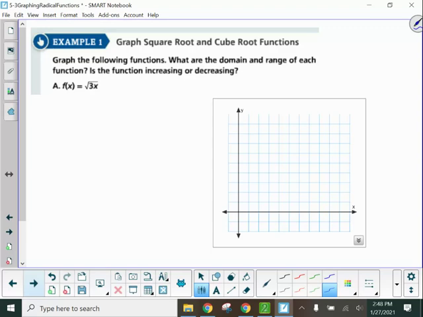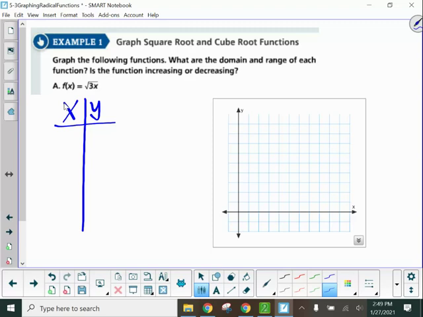So example 1 says graph the following functions, because there is a part B that goes along with this. What are the domain and range of each, and is it increasing or decreasing? So I'm going to make a table of values here. And this is a square root. We're only graphing the real values. So x cannot be anything that would make what's inside the square root negative.